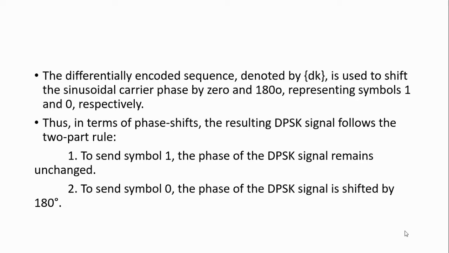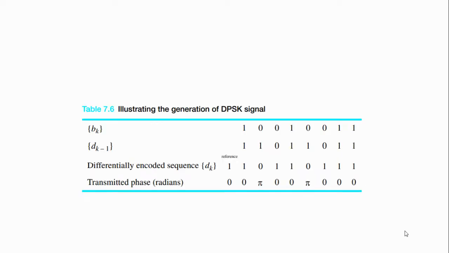And in terms of phase shift, the resulting DPSK signal follows two parts. To send the symbol 1, the phase of the carrier signal remains unchanged. To send the symbol 0, the phase of the DPSK signal is shifted by 180 degrees. And then the generation of the DPSK signal.